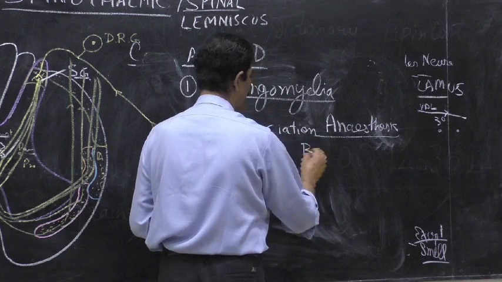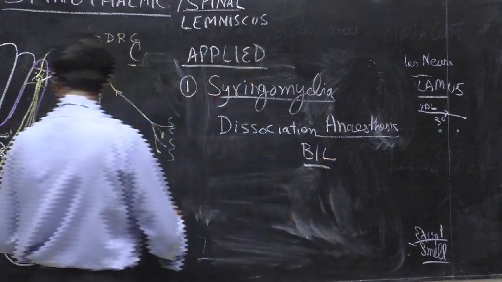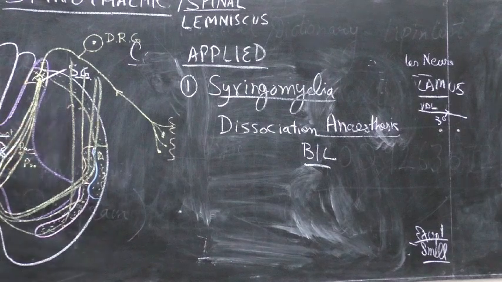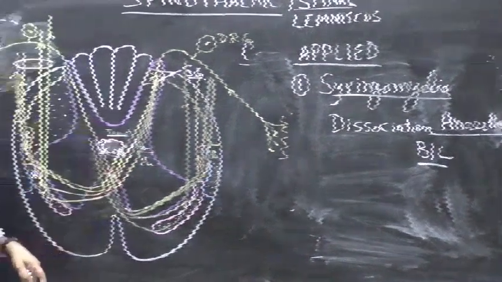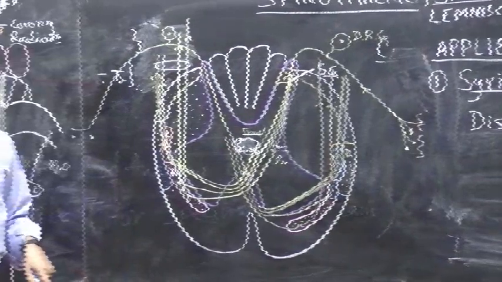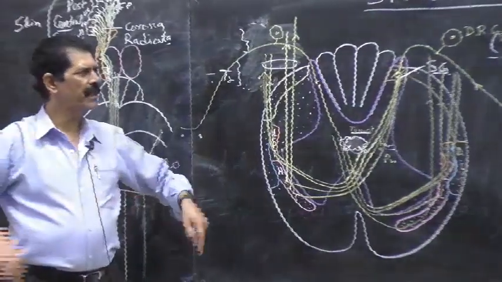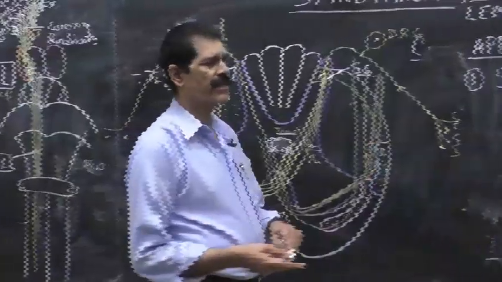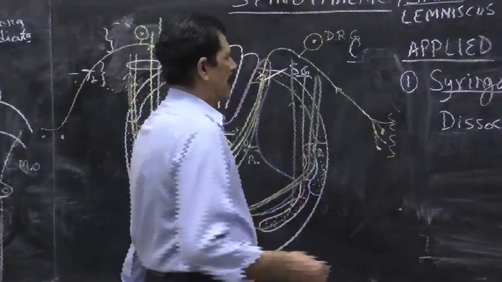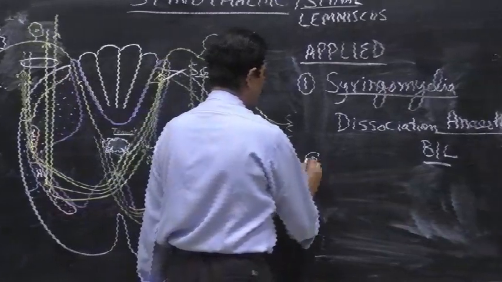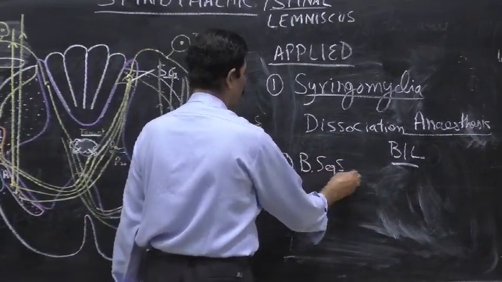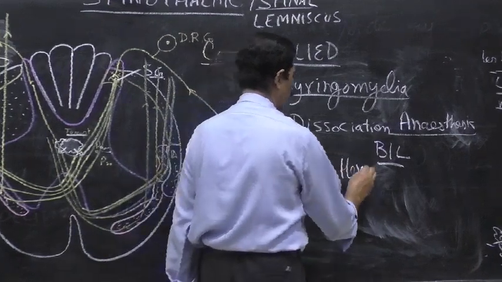And this is bilateral. Why bilateral? Because anterior to the central canal, both the right and left sides of the spinothalamic tract cross. So at the same level, the patient feels the loss of pain and temperature sensations. Now another related condition is the Brown-Sequard syndrome, or hemisection of the spinal cord.